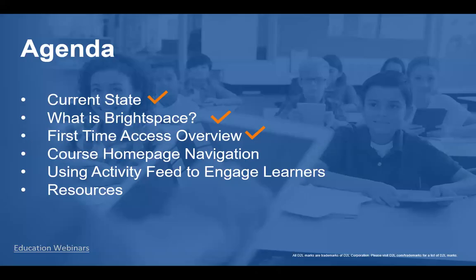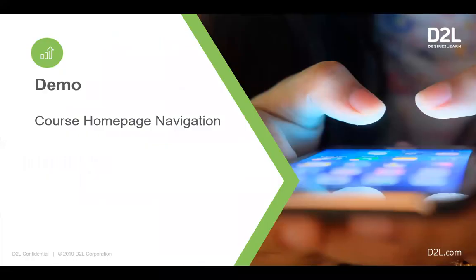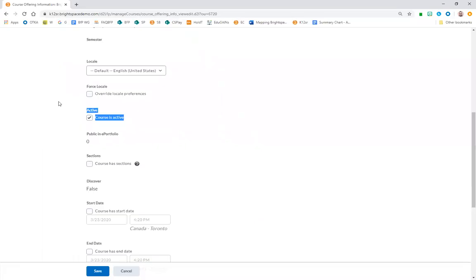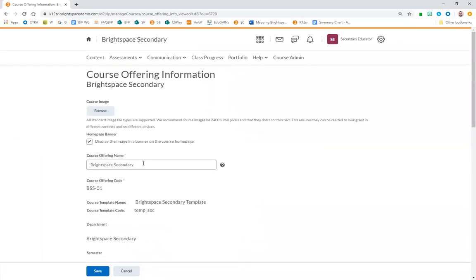So we looked at first time access. We've covered what's Brightspace current state. So our next steps are, we're going to look at course homepage navigation. So I'm going to hop right back into our demo site here, and we're going to go back to our course homepage.